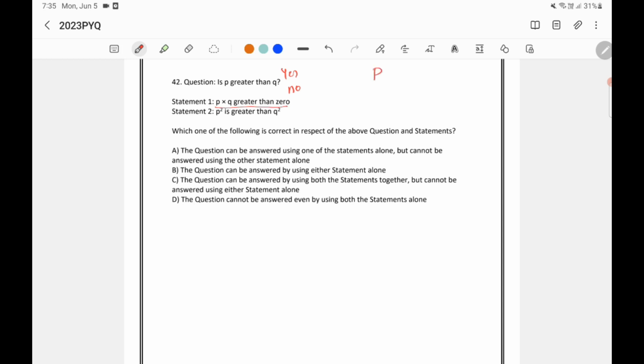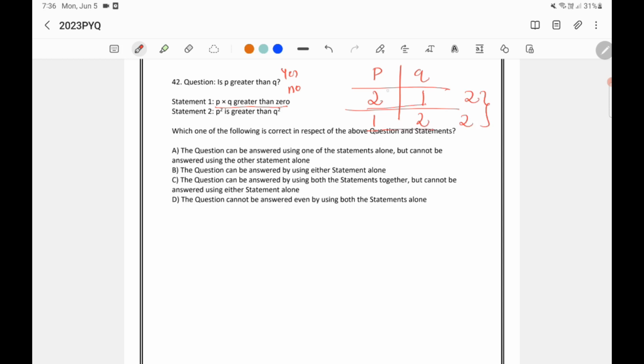Now just assume some values for P and Q. Let's say that P is 2 and Q is 1. In the second one, I am taking P is 1 and Q is 2. So P into Q here is 2. Here also P into Q is 2. In both the cases, P into Q is greater than 0.